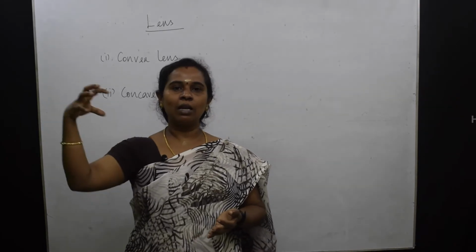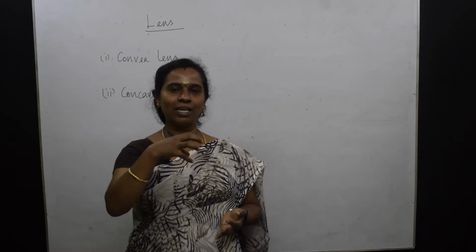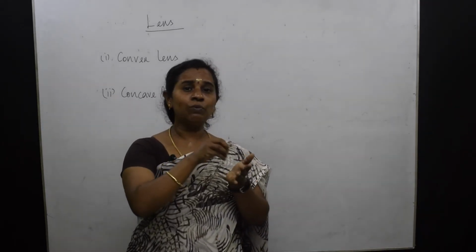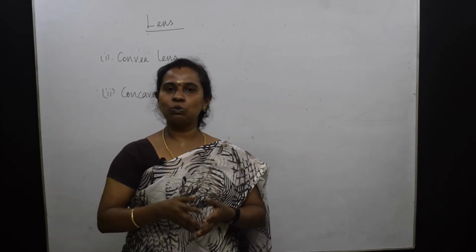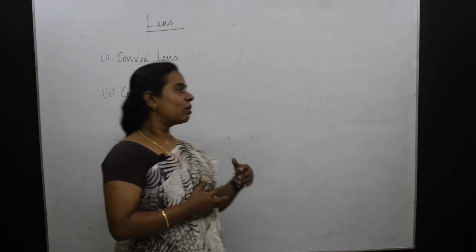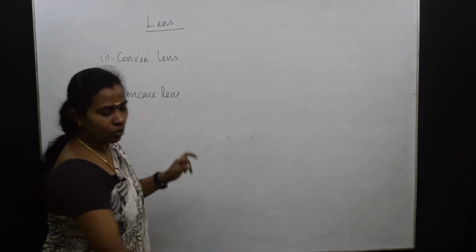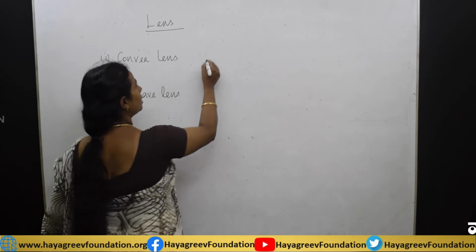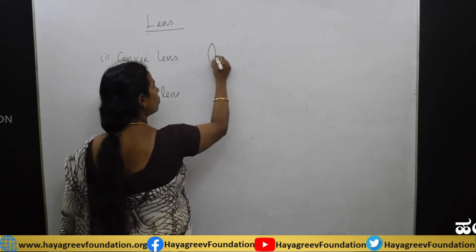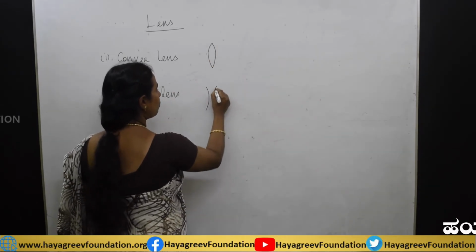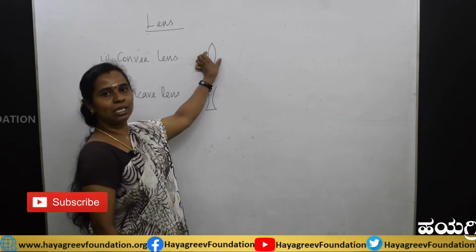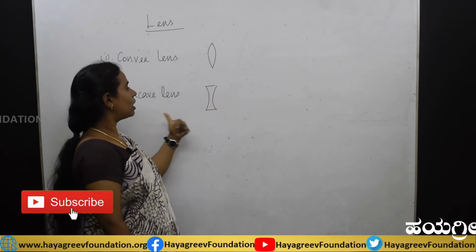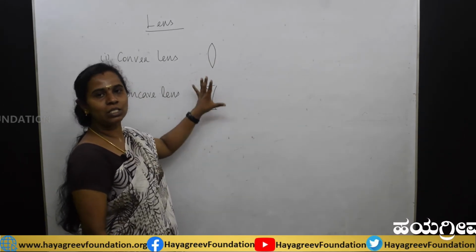Why is the paper catching fire? The light rays fall on the convex lens and all of them converge at one point. Due to the high intensity, the paper catches fire. Convex lens is a converging lens, concave lens is a diverging lens. This is the symbol for the convex lens. This is the symbol for the concave lens. In a convex lens, the middle is thicker and the edges are thin. In a concave lens, the middle is thin and the edges are thick.